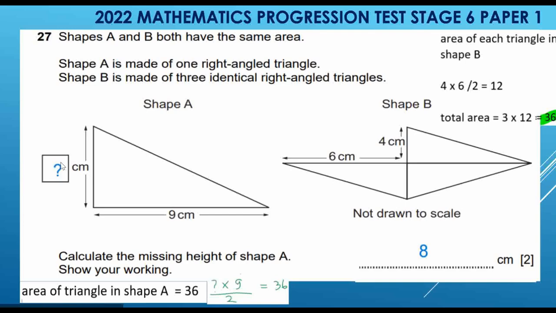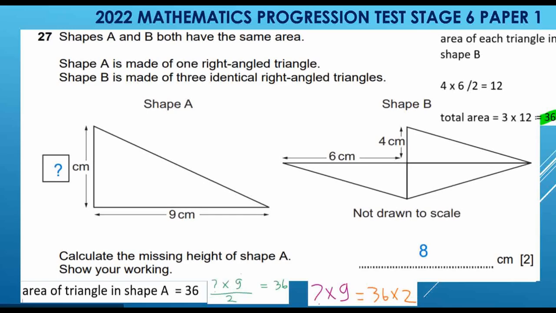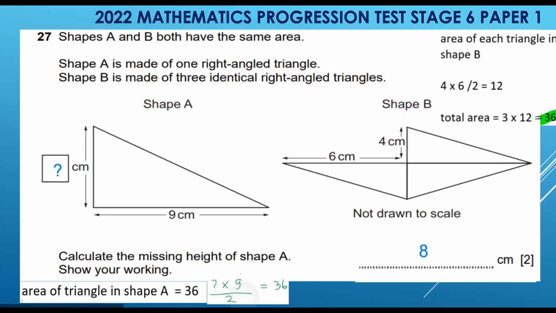If the question mark is the height, then the height times the base over 2 equals 36, and the height times 9 equals 36 times 2. This one we can cross multiply. So 2 times 36, and this is 36 over 1. So 2 times 36 is 72, and the 1 goes to here. It doesn't change anything. We cross multiply.